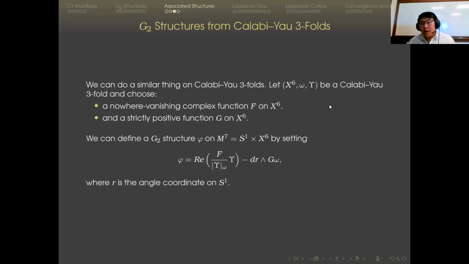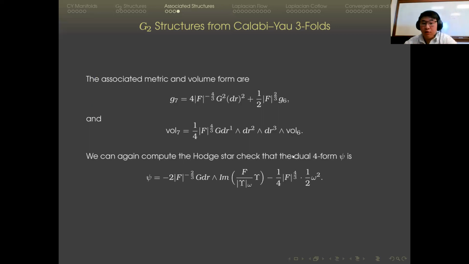For the 3-folds, we can play the same game. Instead of crossing in a 3-torus, we just need 1 extra dimension, so we cross in an S1. So if we have a nowhere vanishing complex function and a strictly positive function, we can define a G2 structure in the same way. Here we pair the 1 angle coordinate with omega, and then we take the real part of the holomorphic volume form. That gets us a G2 structure. And we can compute the metric and volume form in the same way.